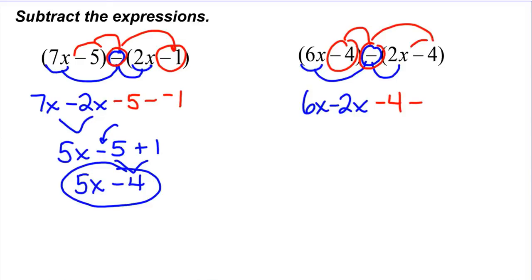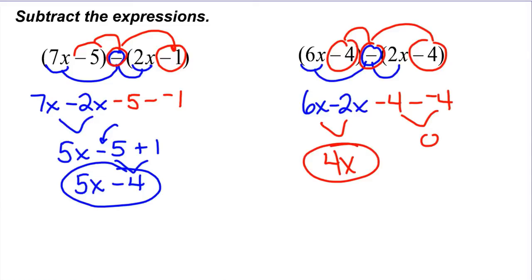minus a negative 4. Again, double sign here. This is like negative 4 plus 4. So those are essentially going to cancel each other out. I'm taking away exactly what I have. So my constants actually go to 0, and 6x minus 2x is 4x. So 4x plus 0 or 4x minus 0 is just 4x. And that is simplified. So keep track of those signs and you'll be just fine.